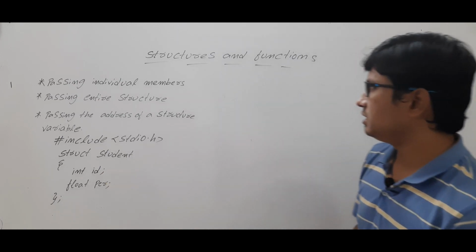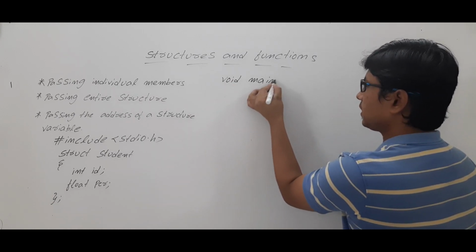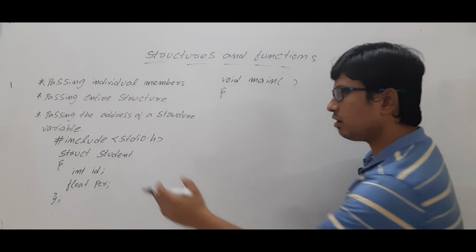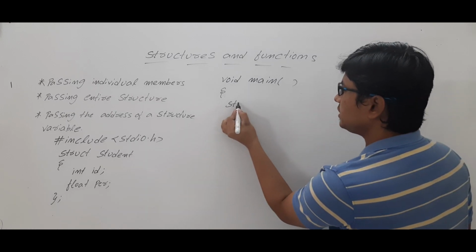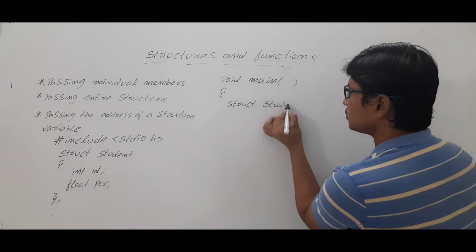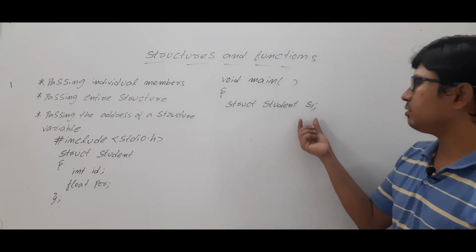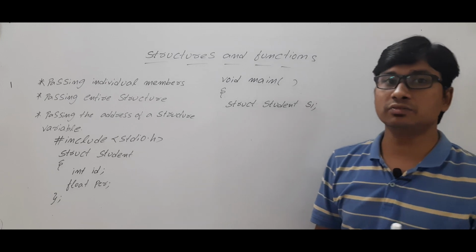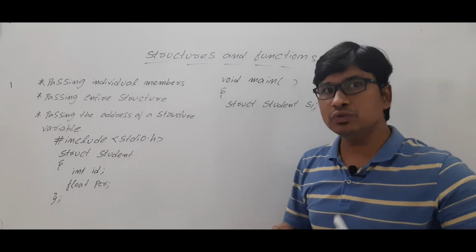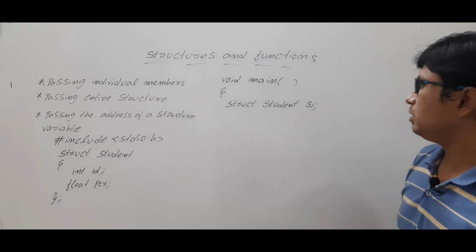Now I need to start the void main function. Now I can declare a variable of the structure student. So how to do it? I need to use the keyword struct, the name of the structure is student, and the variable name is s1. Once you declare the variable of the structure, only then will the memory allocation happen. Now first I will discuss how I can pass the individual members of the structure student as arguments to the function.